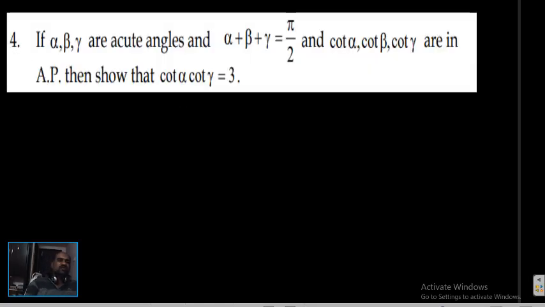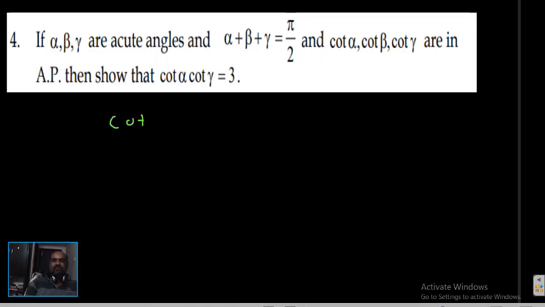Yeah, next question, fourth question. Alpha, beta, gamma are acute angles and alpha plus beta plus gamma equals pi by 2, and cot alpha, cot beta, cot gamma are in AP. Then show that cot alpha into cot gamma equals 3. Okay, listen, Nana.